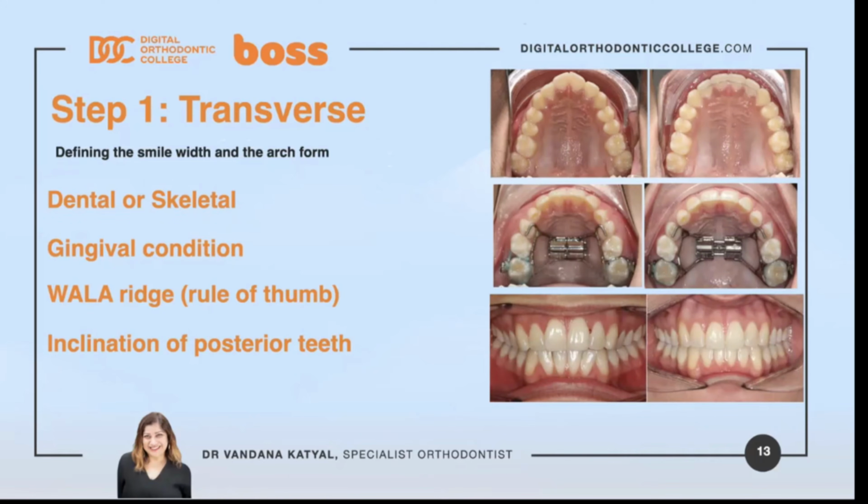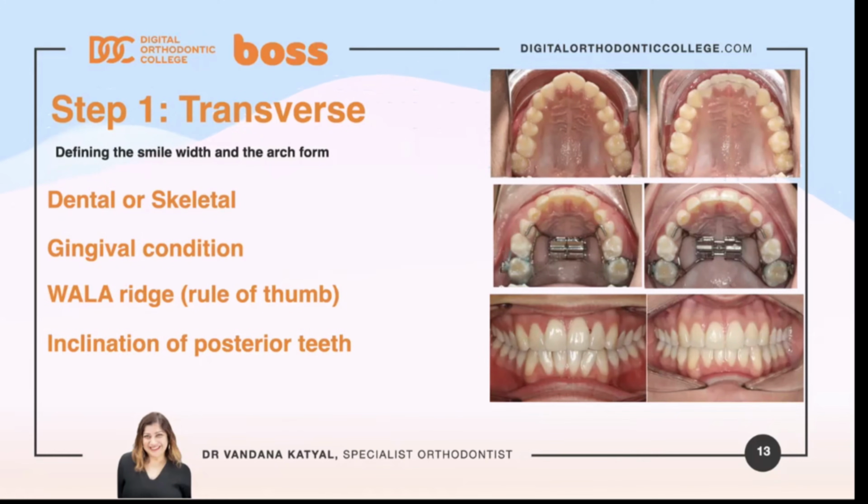The very first thing you need to think about when you're planning a case is you've got to set the transverse dimension. So you've got to visualize the final smile width and the arch form. Things you'll have to consider here: do you need dental expansion or skeletal? What is the gingival condition? Do we have a thin biotype? Is there existing recession? Do we even have buccal bone? Wala ridge. I love using the Wala ridge, which is the most buccal limit of the dentoalveolar bone, right? It gives you a rule of thumb or a general guideline as to how much you can expand.